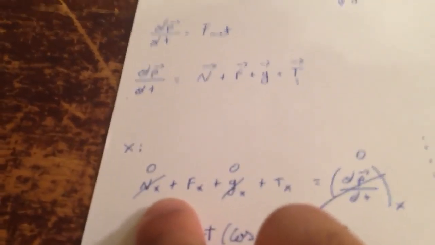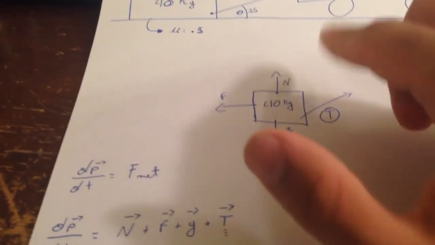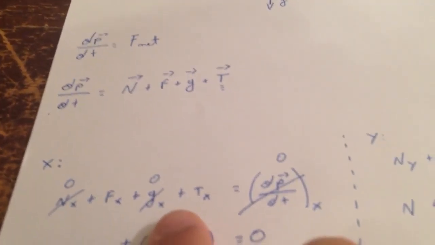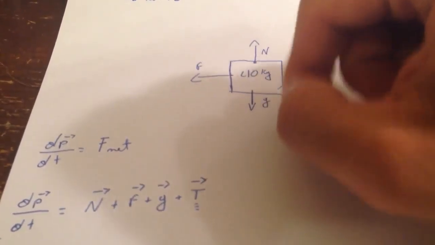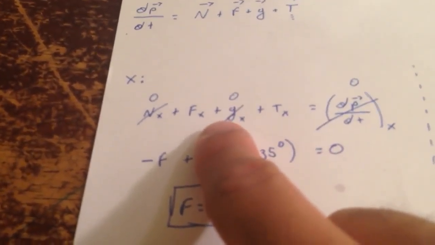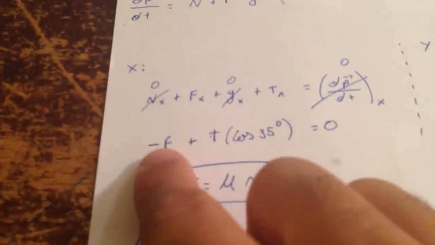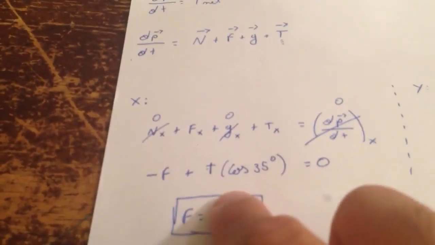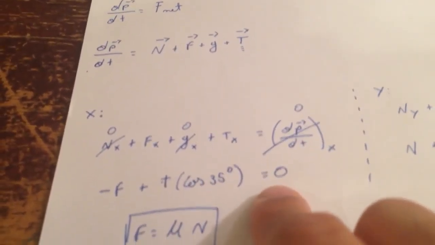Now, the normal force is 0 in x because the normal force acts in the y direction. It's going up, not sideways. The gravitational force is also 0 in x because, just like the normal force, it acts in the y direction. And I know the frictional force is negative because it's slowing your box down, plus the tension force times cosine of 35 degrees equals 0.